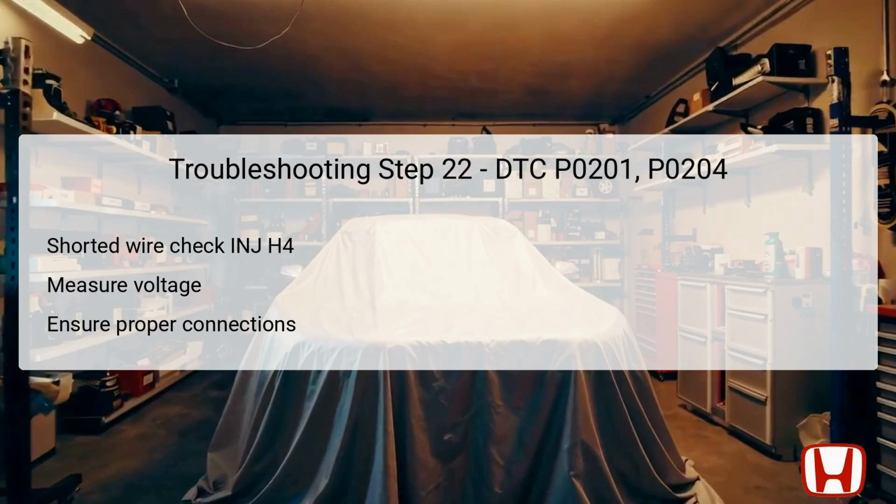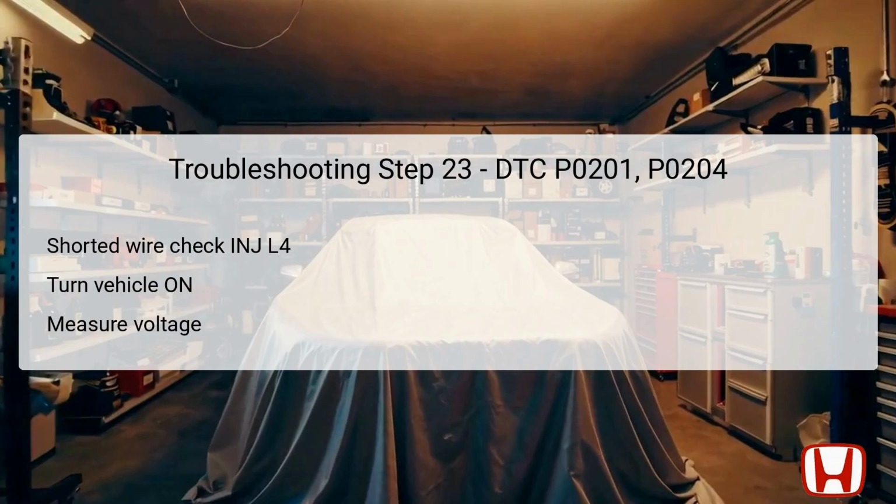Step 22 calls for checking the INJH4 wire for shorts to power. Disconnect the relevant connector and turn the vehicle to the on mode to initiate a voltage measurement. If voltage is detected, it indicates a short to power that must be repaired. Conversely, a lack of voltage confirms proper wire condition. This troubleshooting is crucial in preventing electrical issues that may compromise injector performance and vehicle operation. Monitoring the health of these wires facilitates safe and effective operation of the Honda CRV's fuel system.